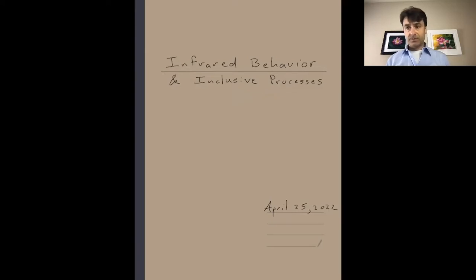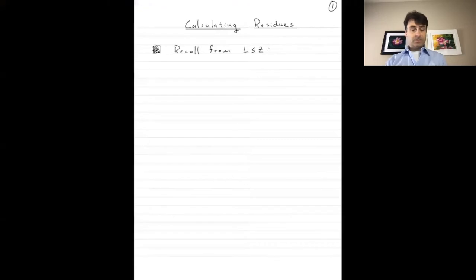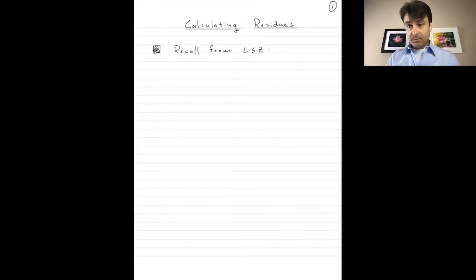So I'm going to talk about inclusive processes again. And what we're going to talk about today is going to involve a combination of many things that we've talked about both this semester and last semester. Before I really get into things, I want to go back and provide some guidance on using the LSZ reduction formulas.